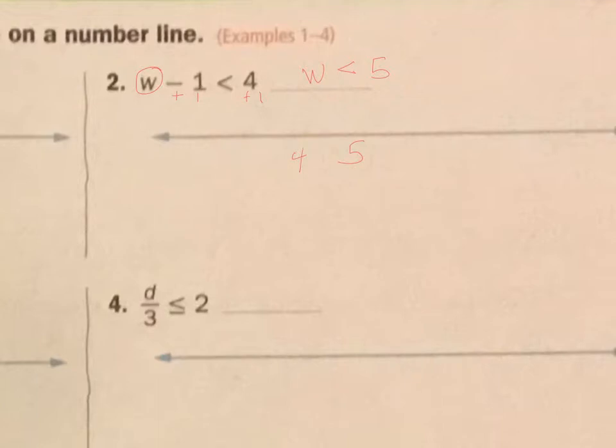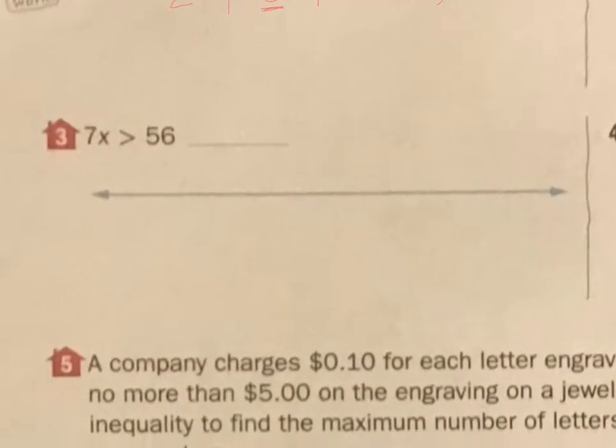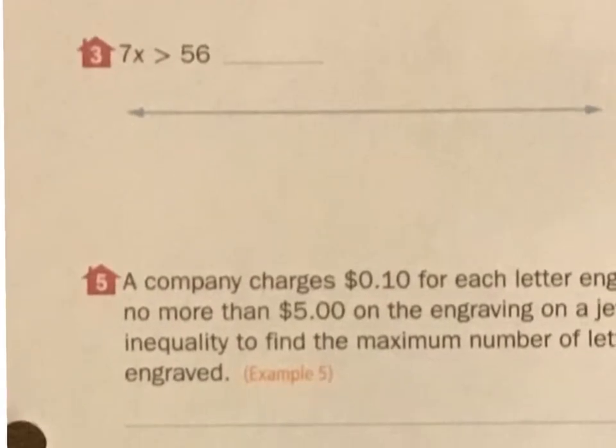5, 4, 3, 6, 7, 8. Okay, it's less than, not equal to, so it has to be an open dot, and W has to be less than, so it's going to go this way. Let's make sure that works. Let's do 3. Is 3 less than 5? Yes. Okay, it works.